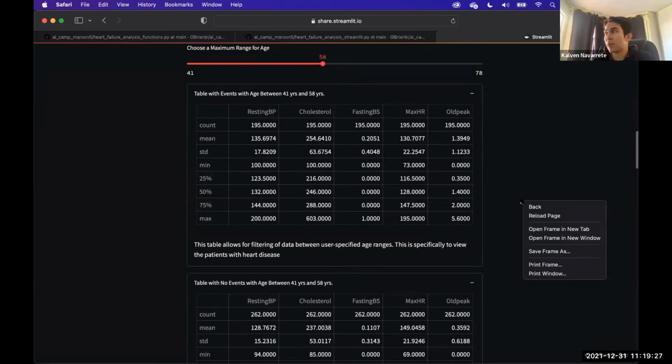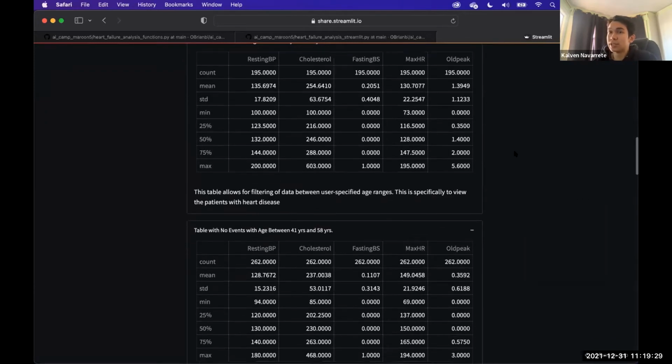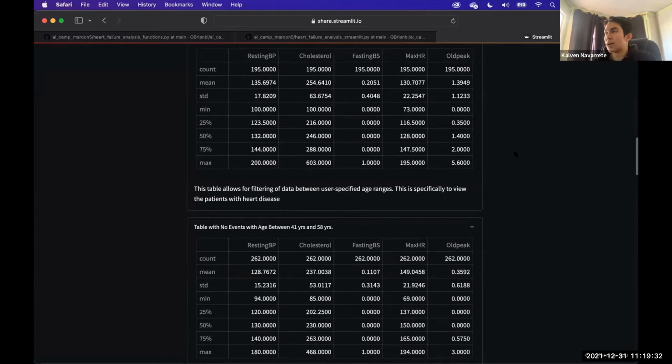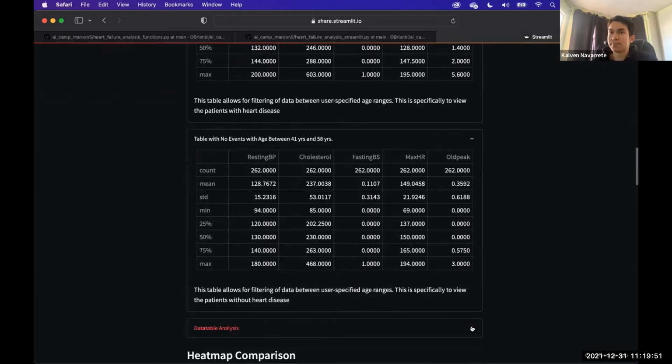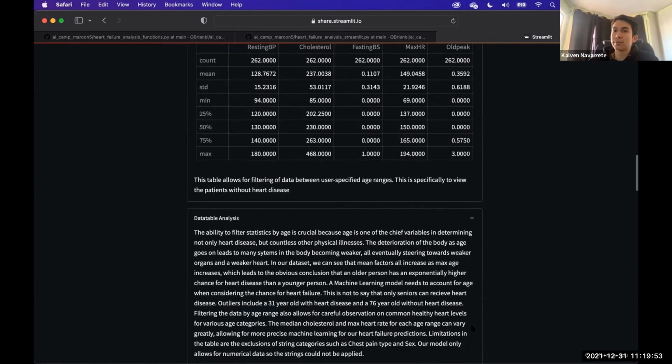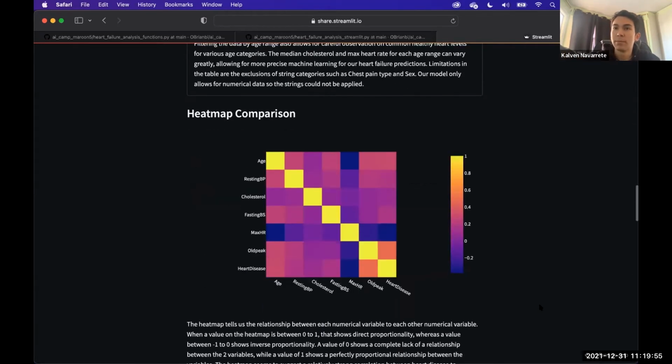Another aspect to these tables is their use for analyzing the average conditions for each and every age. Our algorithm can analyze whether a person has, let's say, a higher than average resting blood pressure, then our prediction can be much more accurate and precise. Limitations in these tables are the exclusions of string categories such as chest pain type and sex. Our models only allow for numerical data, so the strings cannot be applied. Now on to our next graph, which is heat maps.